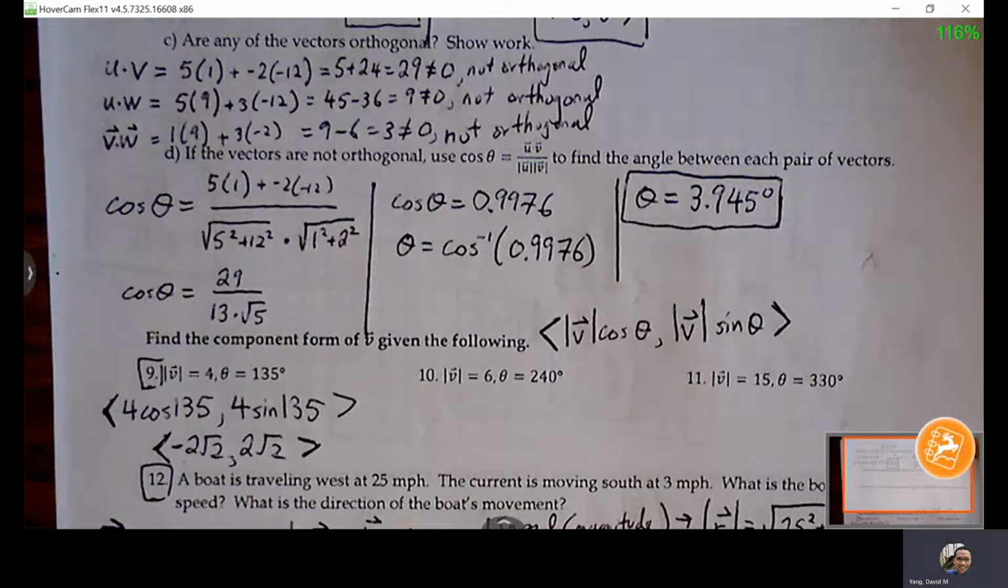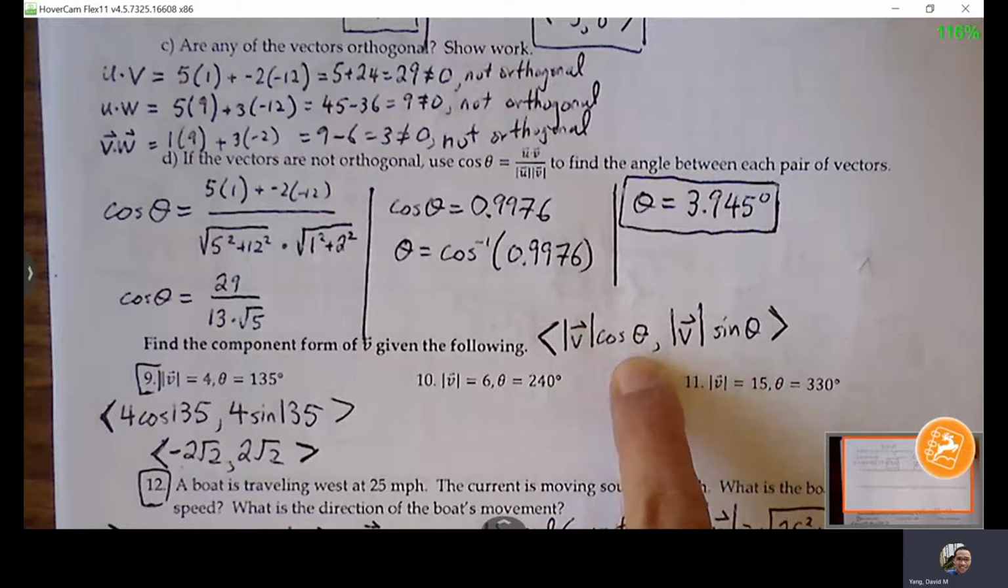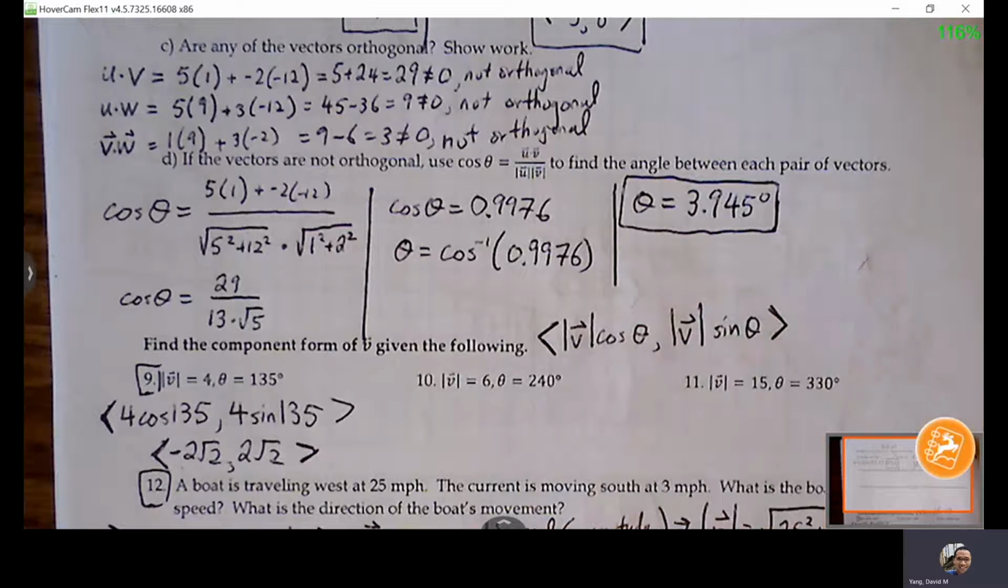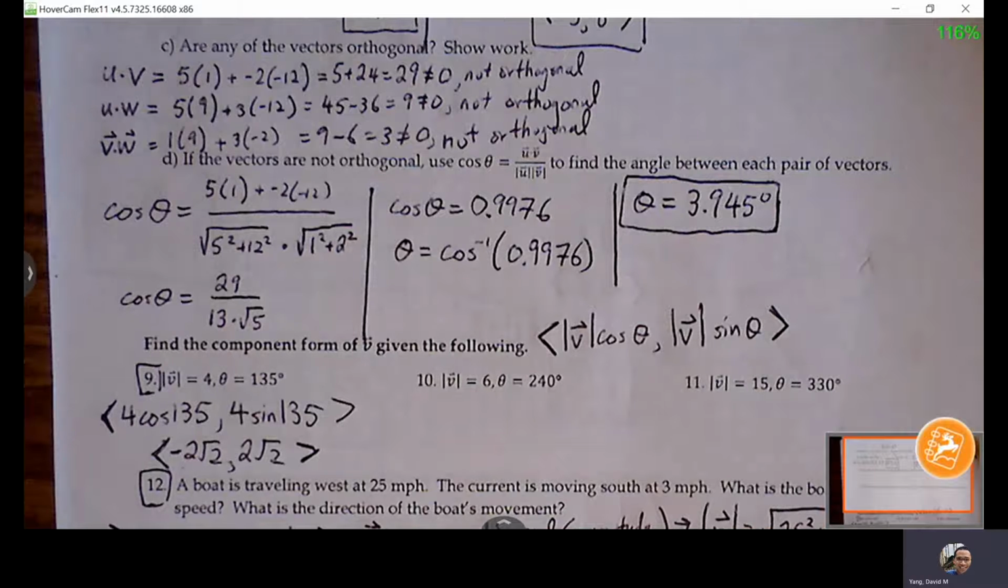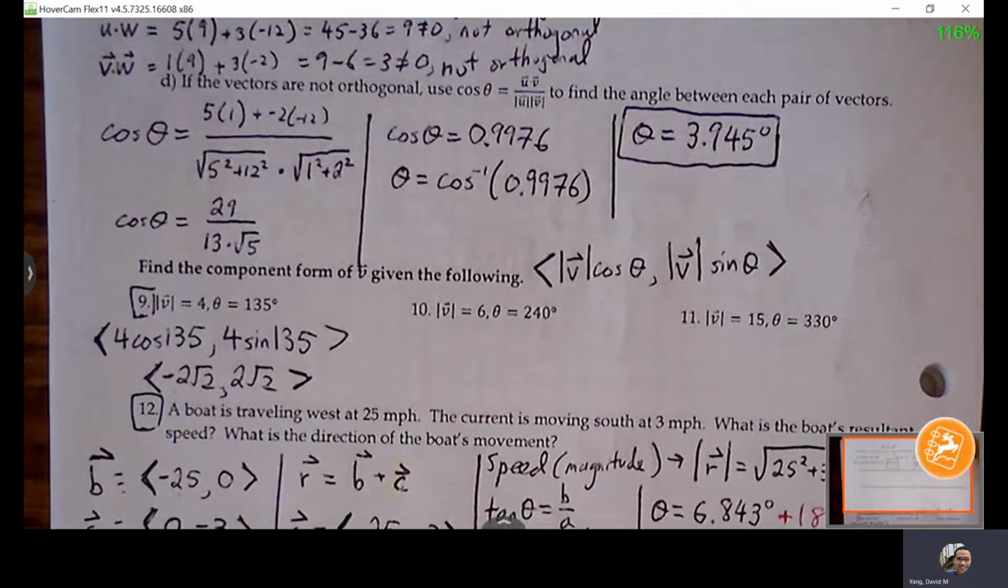Okay, we started 9 through 11, right? And this is, if you're given magnitude and theta, you can dump it directly into this formula, which is a shortcut rather than having to draw a triangle and figuring out sine and cosine, SOHCAHTOA. So we did number 9, see if we can try 10 and 11.